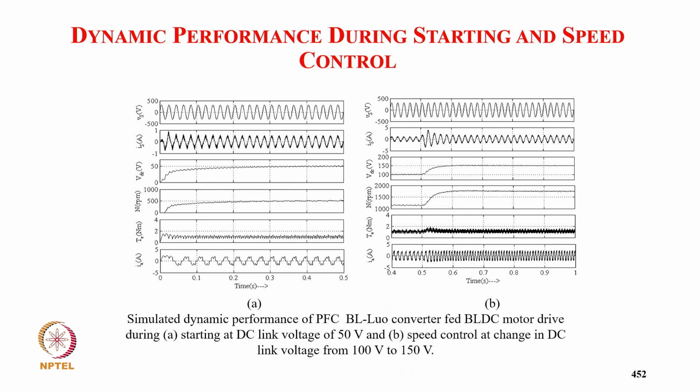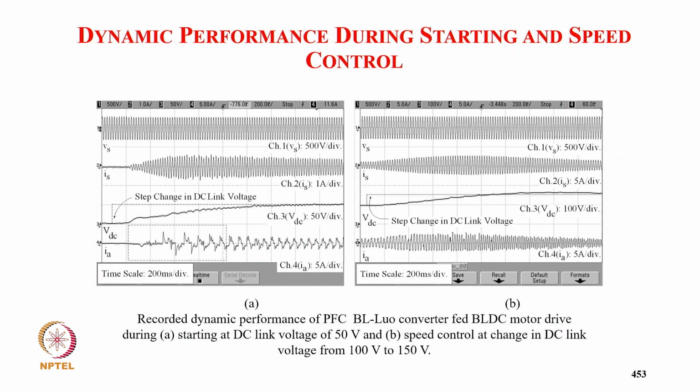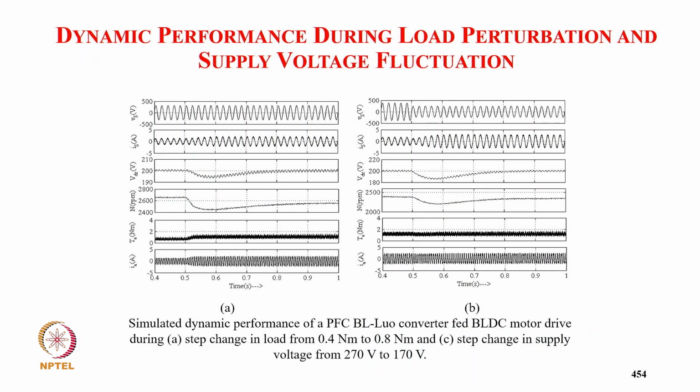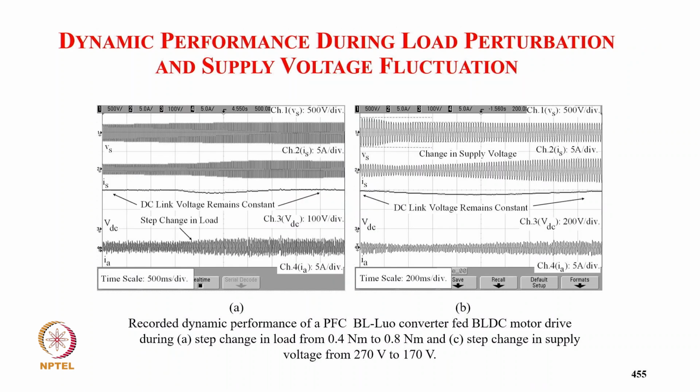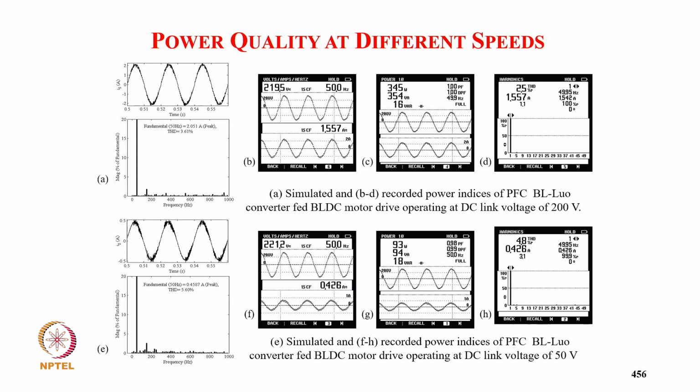This is the simulated starting performance at 50 volt DC link. You can see supply current and speed control from 50 to 100 volt. Even during dynamics, the supply current remains sinusoidal and in phase with the supply voltage. These are experimental results for starting, with the DC link voltage changing from 50 to 100 to 150 volt. Then the load change simulated result, from 0.4 Newton meter to 0.8, with supply voltage changing from 270 to 170 volt. And then the experimental result for load torque change from 0.4 Newton meter to 0.8 Newton meter, and supply voltage change from 270 to 170 volt.